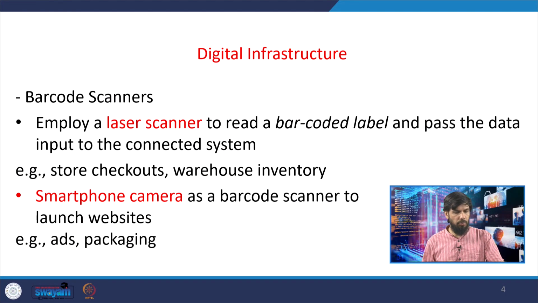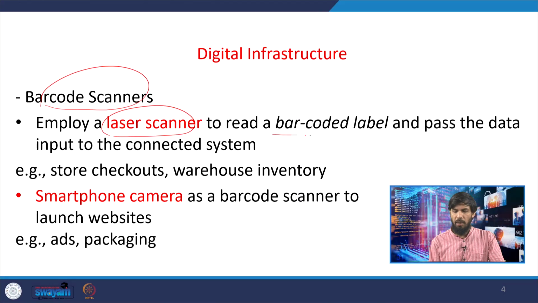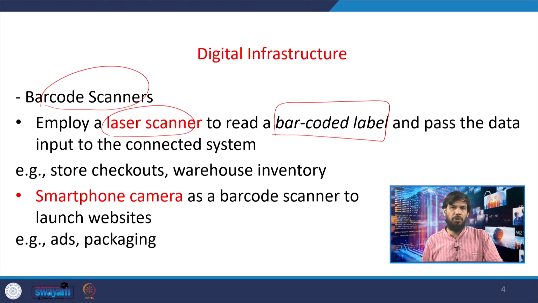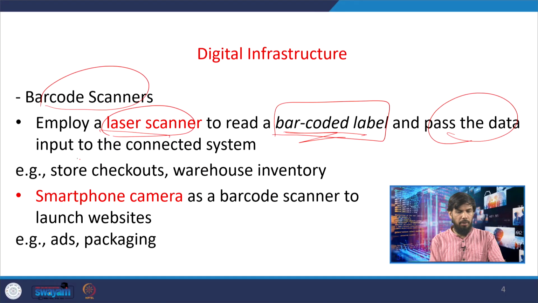Then let us move to the barcode scanner. What is a barcode scanner? A barcode scanner employs a laser scanner to read a barcoded label. Most products will generally have a barcoded label, and the information about that particular item, price and other details, would be there in the label. For faster processing, to avoid a long queue in a retail store, these barcode scanners, which are laser scanners, quickly read the barcoded label and pass the data input to the connected system, which is the POS system.